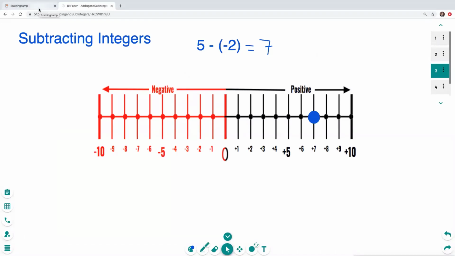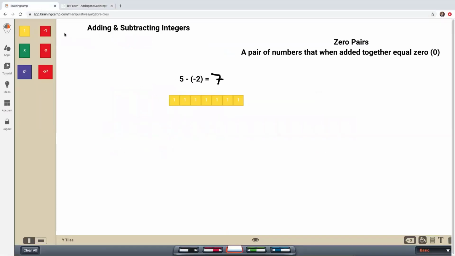So that's demonstrating adding and subtracting integers with a number line and also with algebra tiles. I hope that helped you to conceptualize what is going on when you are adding and subtracting positive and negative numbers. Hope to see you soon.